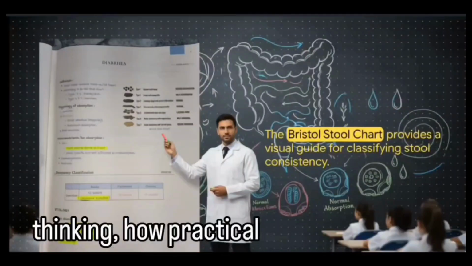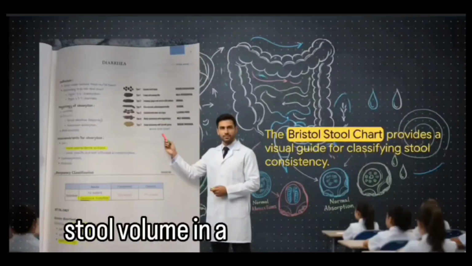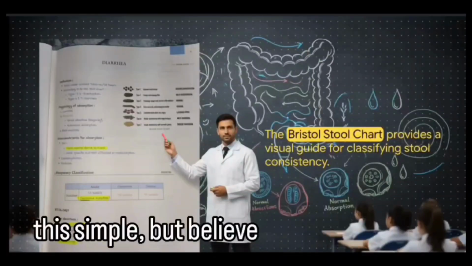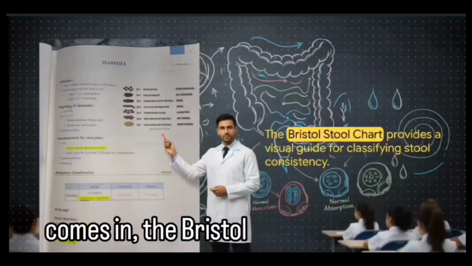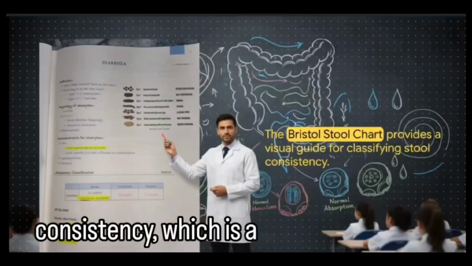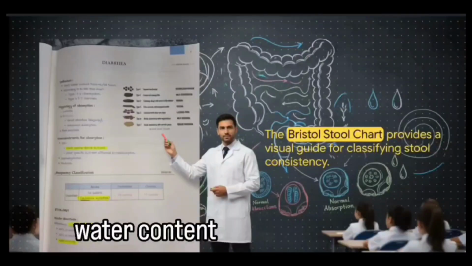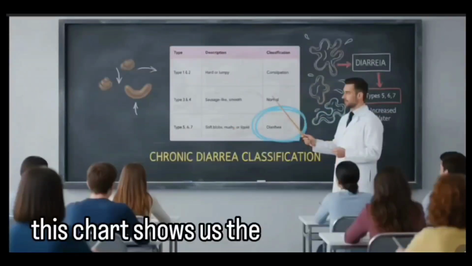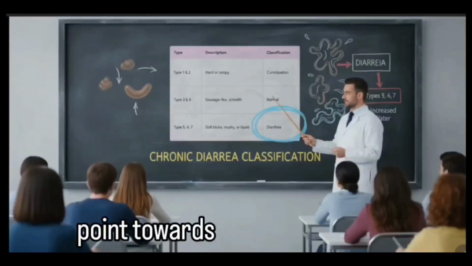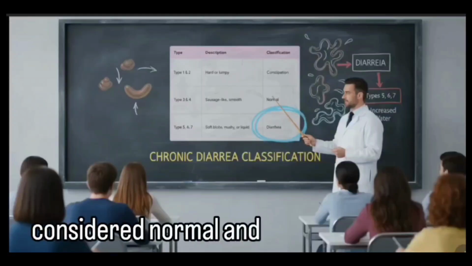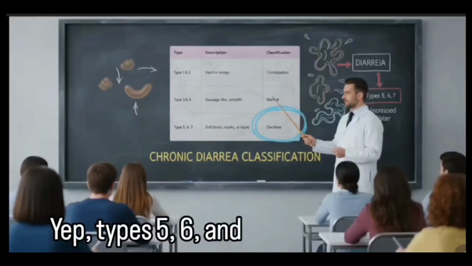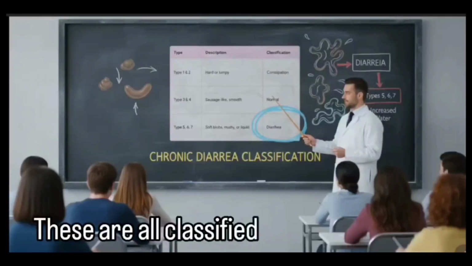Now, you might be thinking, how practical is it to actually measure stool volume in a clinical setting? And you're right, it's not always easy. That's exactly where this simple but, believe me, very powerful tool comes in, the Bristol stool chart. What it does is give us a standardized way to classify stool consistency, which is a fantastic proxy for its water content. And as you can see, this chart shows us the entire spectrum of stool forms. Look here, types 1 and 2, they point towards constipation. Types 3 and 4 are considered normal and healthy. But our focus for today is on the other end of the scale. Yep, types 5, 6, and 7. These are all classified as diarrhea.